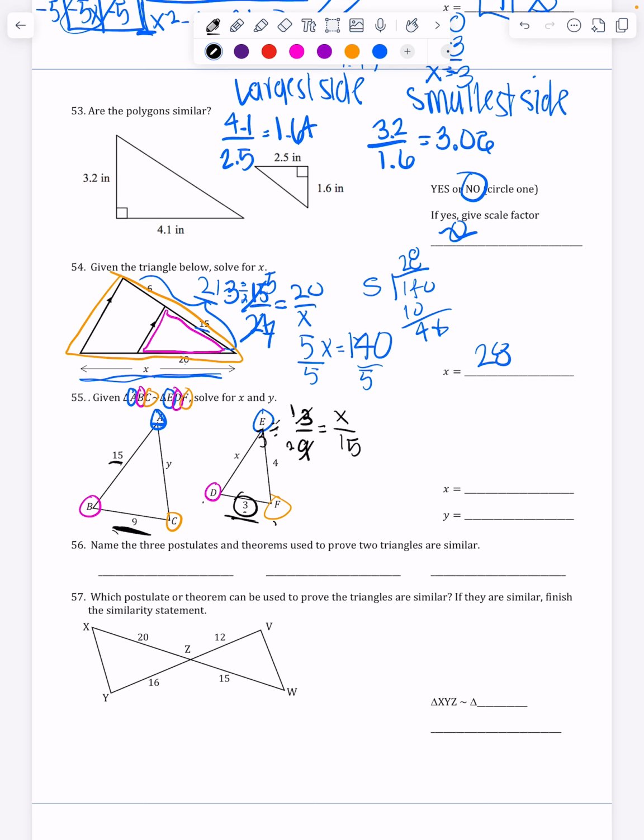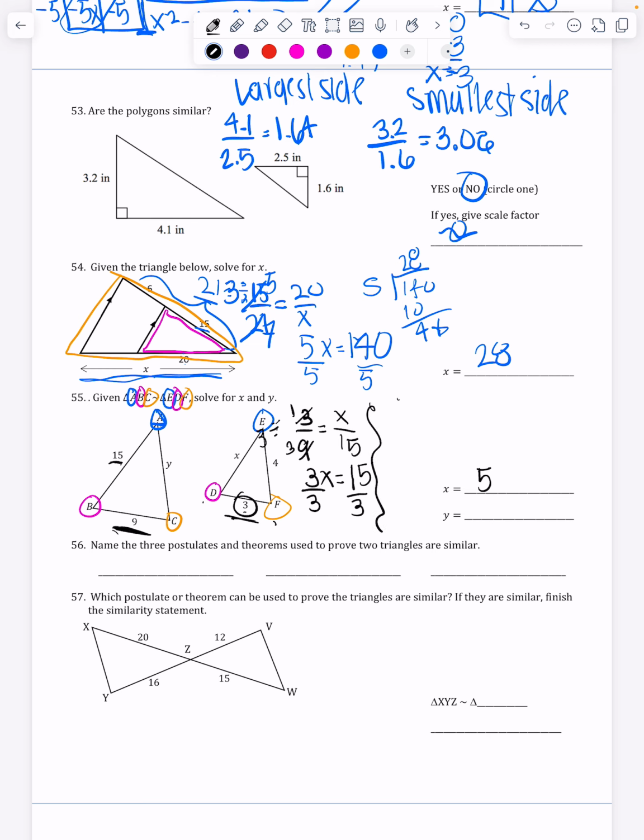This is going to become 1 and this is going to become 3, and I'm going to end up with 3x equals 15. Divide by 3, and get x equals 5. All right, so that's x.